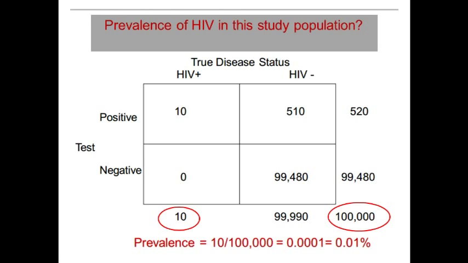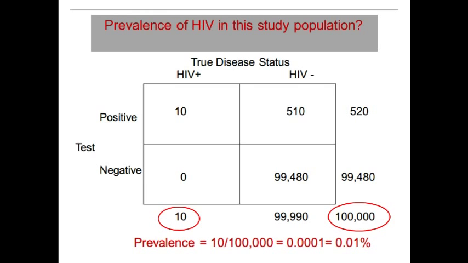What it means is that even with 100% sensitivity and 95% specificity, the positive predictive value for this particular population would be only 10 over 520, which gives you a positive predictive value of 1.9%. So that low is the positive predictive value because the prevalence of the disease in this population is low.